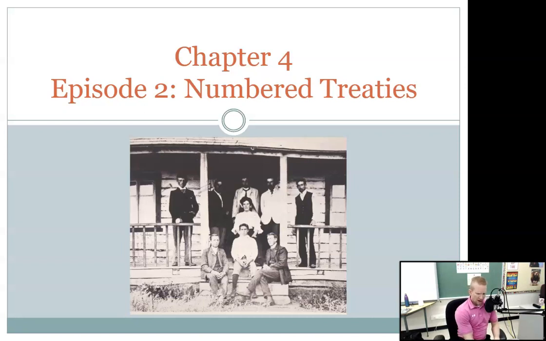This is Chapter 4, Episode 2, and in this chapter we're talking about the numbered treaties. So a quick recap. Chapter 4 is about collective rights, which are rights given to specific groups of people. Chapter 3 focused on the Charter of Rights and Freedoms, which are rights and freedoms for every citizen in Canada. Chapter 4, collective rights, rights for specific groups of people. And we'll be going through those groups throughout this chapter.